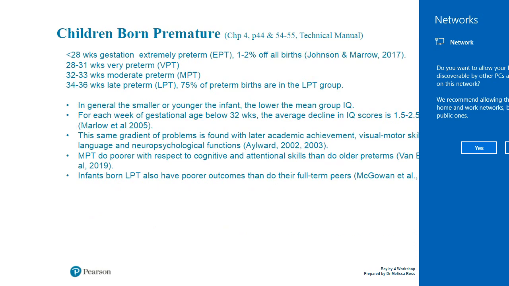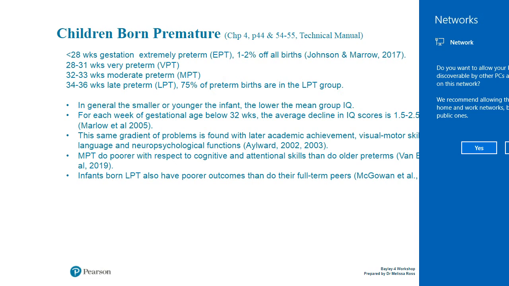Children born premature are divided into several groups depending on their degree of prematurity. Under 28 weeks gestation are classified as extremely premature and make up 1 to 2% of all births. 28 to 31 weeks are classified as very premature. 32 to 33 weeks are classified as moderately premature. 34 to 36 weeks are classified as late premature. 75% of premature births are in the late premature group.